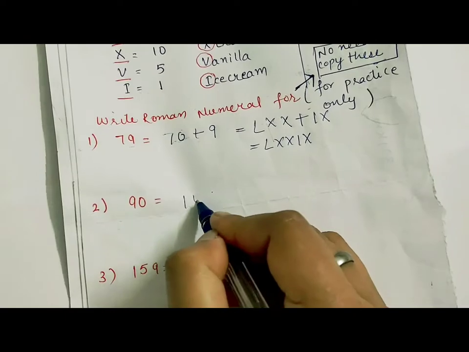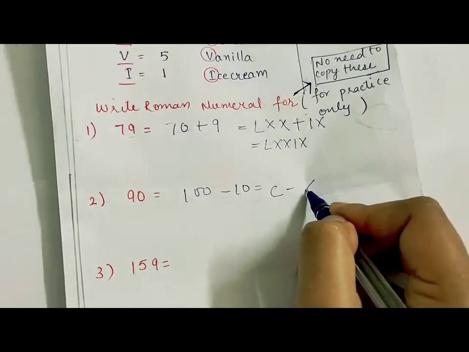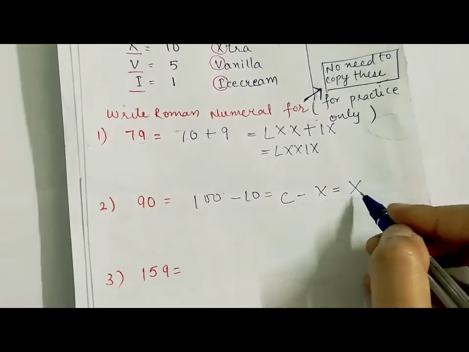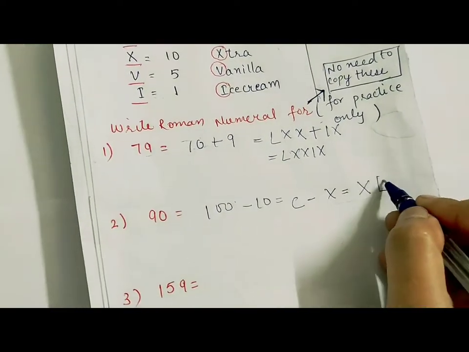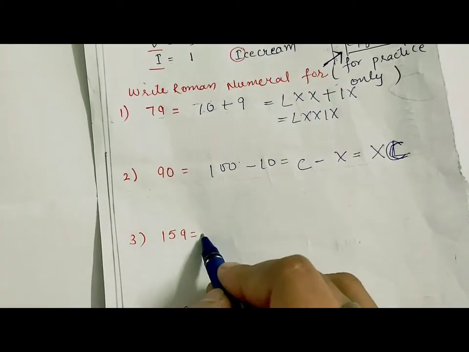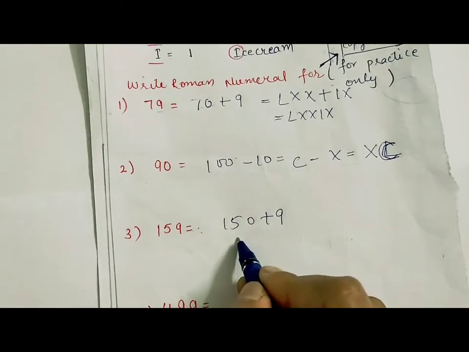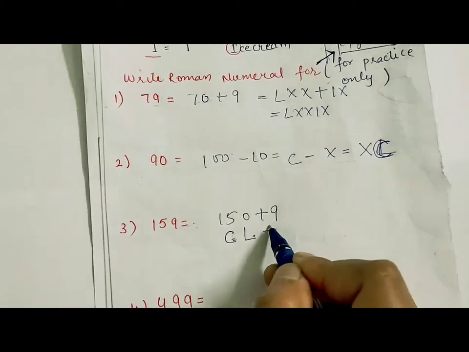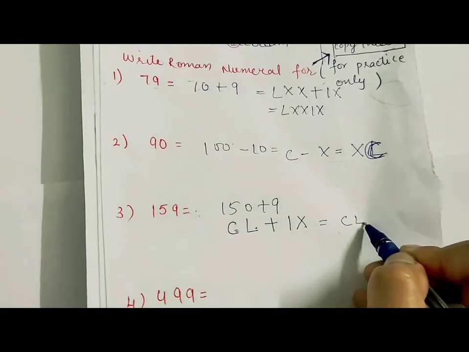90. 90 is always 100 minus 10. And 100 you know is C. So, C minus X. And when we subtract, the smaller should come towards the left side and the bigger towards the right side. So, it becomes XC. Now, next is 159. So 159 is 150 plus 9 and 150 is CL. We are adding them, plus 9. 9 we already discussed, IX. So totally we can write it as CLIX.